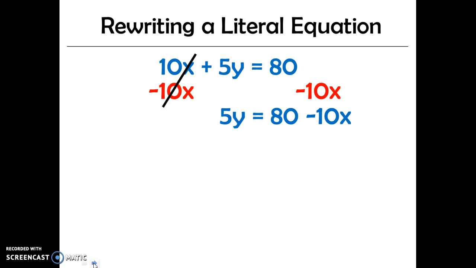From there, I notice that 5 is with the y. What is it doing to the y? It's multiplying. So to get rid of multiplication, we undo it by doing the opposite, which would be division. Now with these equations, anytime you divide or multiply, every single piece has to get multiplied or divided by the same thing. So if I want to divide by 5, then 80 and negative 10x get divided by 5. Every single piece. From there we're going to simplify. 5y divided by 5 is y. 80 divided by 5 is 16. Negative 10 divided by 5 is negative 2. We have officially solved for y.